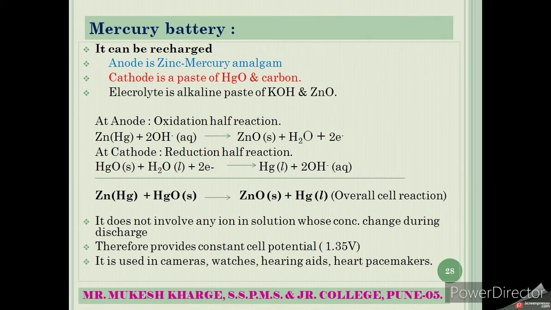Now let us see the reaction at the respective electrodes. Again remember the word LOAN. At the anode, an oxidation reaction takes place. Zn(Hg), that is the amalgam of zinc with mercury, plus 2OH minus from your electrolyte aqueous solution. So here Zn is 0 in metallic form, and gets converted to Zn2 plus by loss of these 2 electrons that combine with O2 minus ion, and it will produce zinc oxide.